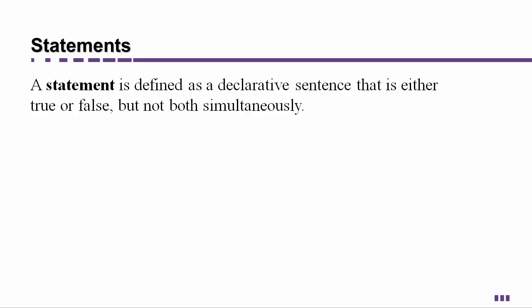A statement is a declarative sentence, right? It's either true or false, but it can't be both at the same time. So when we talk about a statement, we're not using the dictionary definition of a statement, which can be just about anything. We're using the mathematical definition of a statement. So it's something that can be true or false.